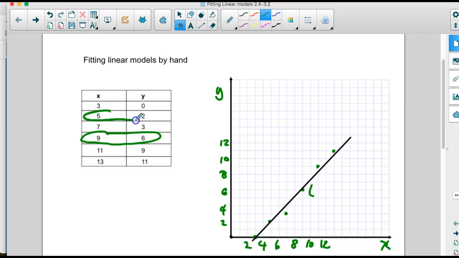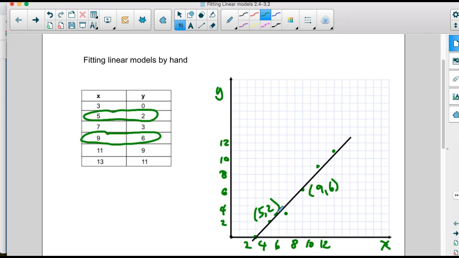Now, if it didn't go through any of the ordered pairs I had in the chart, I would look to see if it crossed at a grid coordinate, maybe 6, 4 or whatever it may be, and I would use that grid coordinate if it's not in the chart itself. That can help me find the equation. So we're going to take 9, 6 and 5, 2 as my points.